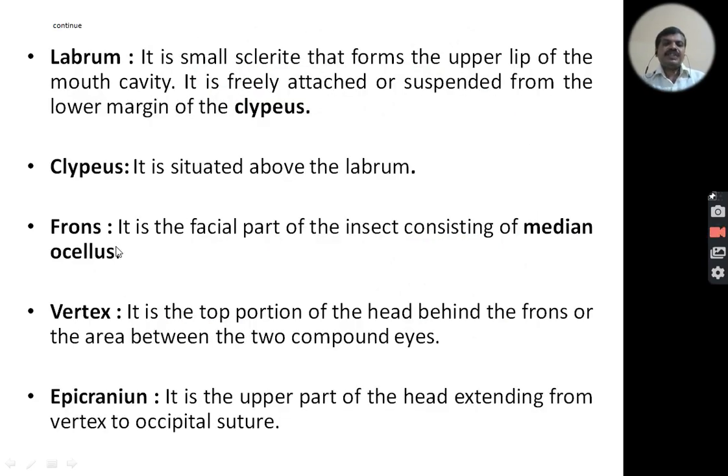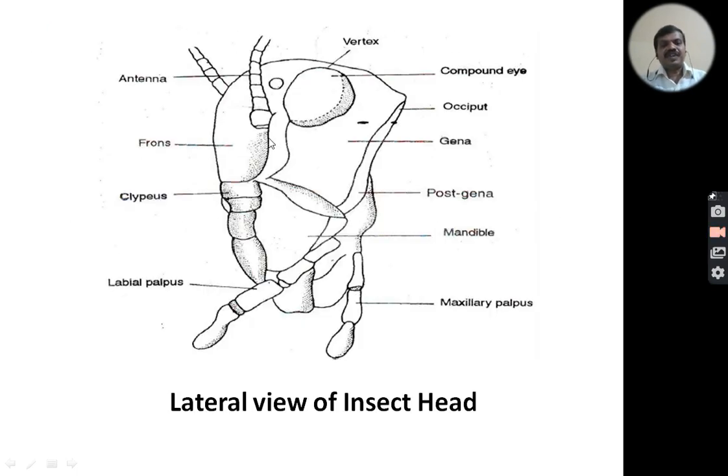The next is frons. Frons is the facial part of the insect, consisting of a median ocellus. It is the front part of the head. Here you can see the frons, the front part of the head, having a median simple eye, called the median ocellus. It is present at the center of the head.